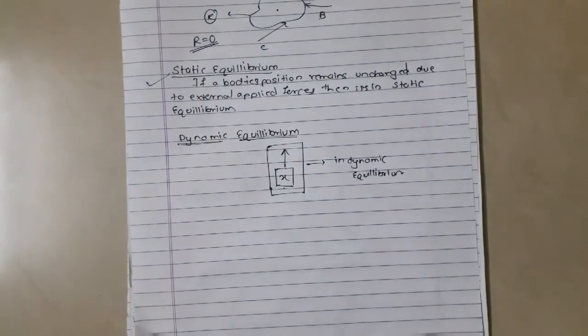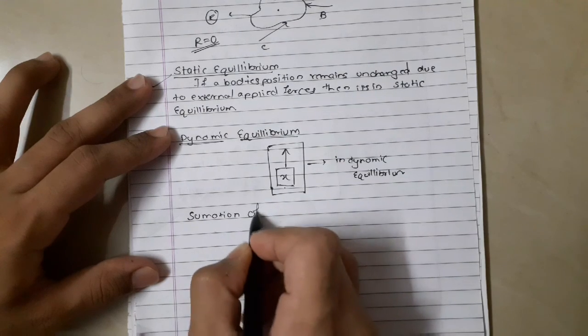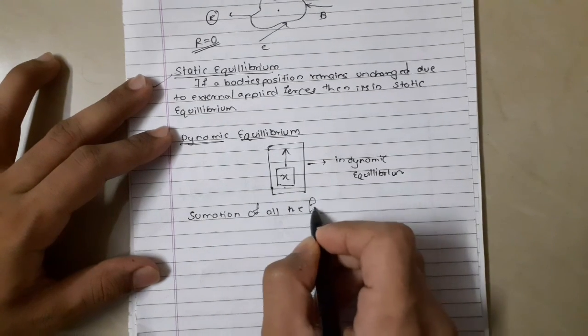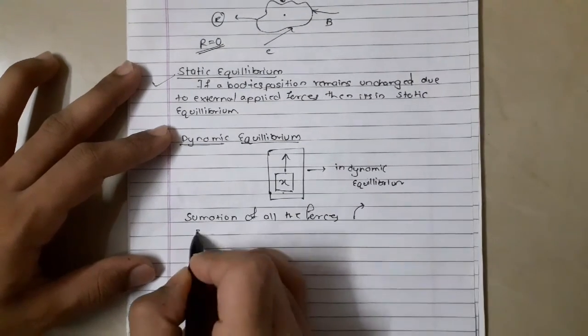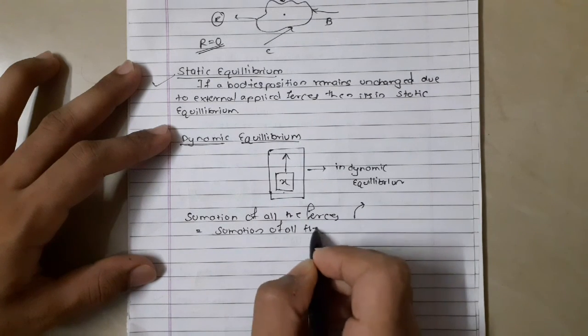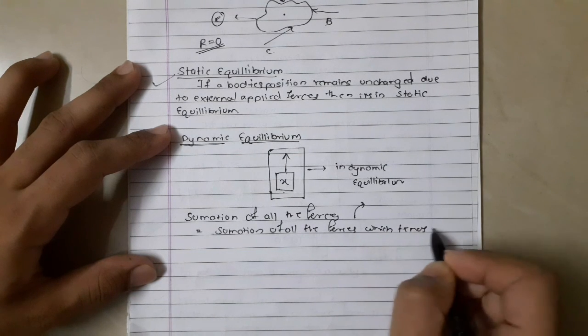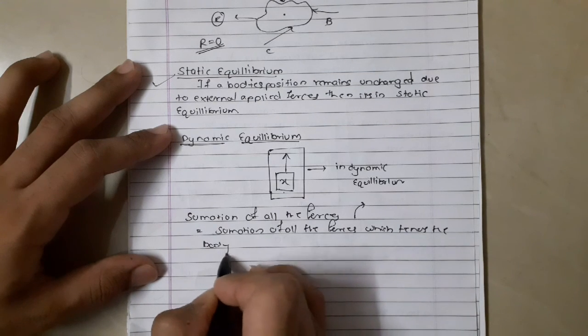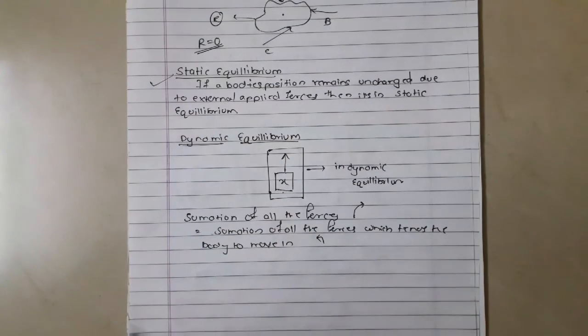Okay, cool. Let's move on to the next point. Let me try it before going to the next point: the summation of all the forces which tend to move the body in clockwise direction must be equal to the summation of all the forces which tend to move the body in anti-clockwise direction.